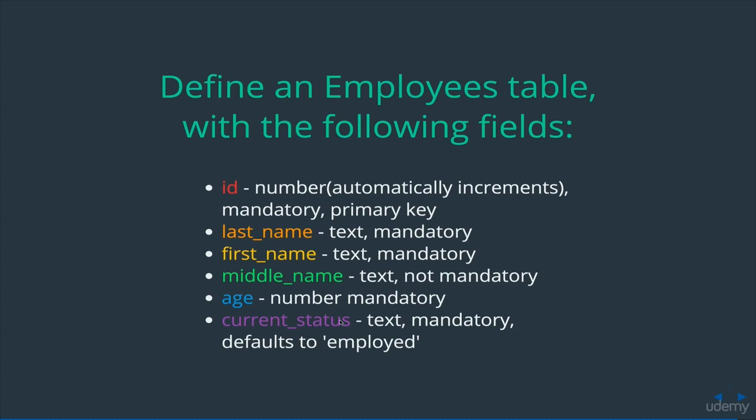And finally, current status, which is essentially like their employment status, if they're employed or if they're fired. And it should be mandatory, so it can't be null. But if no status is provided when something is inserted, it should default to employed. So we'll have 2 statuses, employed and terminated, or fired or something. I guess terminated is more professional. And so it should just default to current status is employed if nothing is provided when it's inserted.